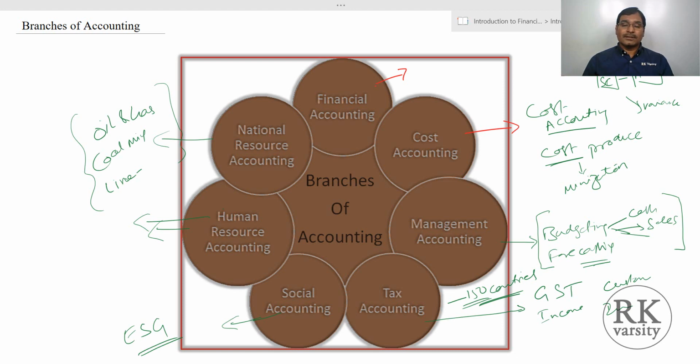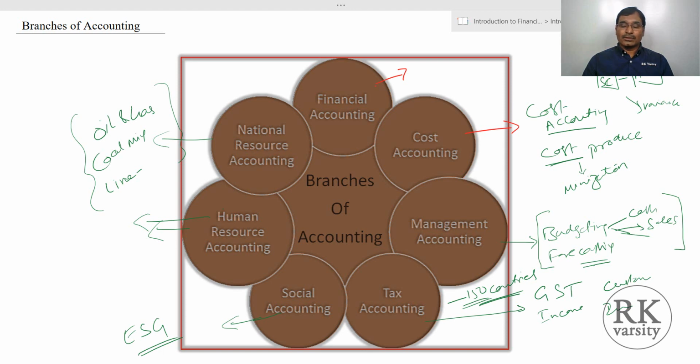So these are the different branches. Within that, again, there are multiple branches, but these are some key traditional financial accounting branches, like financial accounting, cost accounting, management accounting, and tax accounting. The newer inventions are social accounting, human resources accounting, and natural resource accounting. These are the newly invented branches in accounting. There are multiple branches you come across, but knowing these important branches will lay a strong foundation for you to understand the purpose of each different accounting.